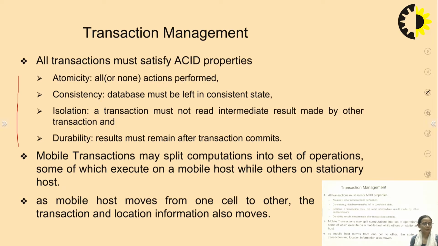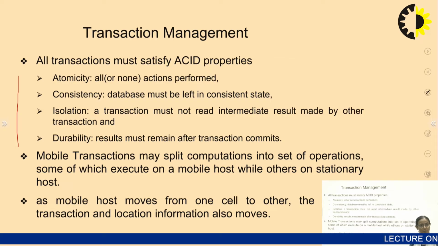Mobile transactions may split computations into a set of operations, some of which may be executed on a mobile host, while others might be executing on the stationary host. So it is an important challenge that some computation is on the mobile host, whereas some is on the stationary host. So how are we going to collaborate the final result?